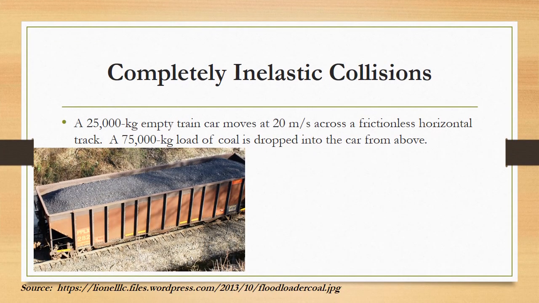You have an empty train car, not pictured, and it's moving with 20 meters per second of velocity, and its mass is 25,000 kilograms. We're going to then drop 75,000 kilograms of coal, and that is what I've shown in the image here, and we want to figure out how fast will the car-coal system be moving after the coal has been deposited in the car. I'm going to let you pause the video here and see if you can determine the final velocity of the coal car system.